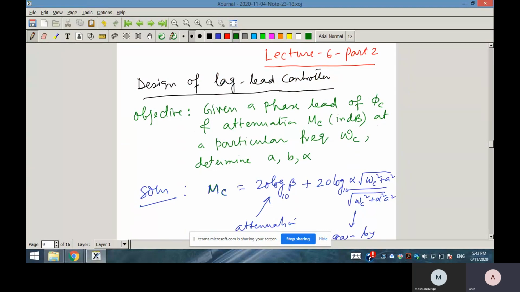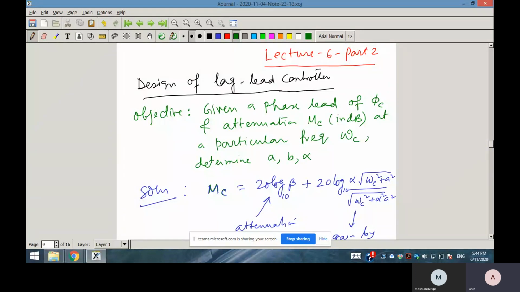But if you want to make omega c fast, that means higher omega c, then you have to use lead. If you want a much lower, slow system, slow omega c, less gain crossover frequency, then you can use lag. And if you want to trade off, if you want to get a gain crossover frequency in between, then you have to use lag lead. So that is the philosophy.